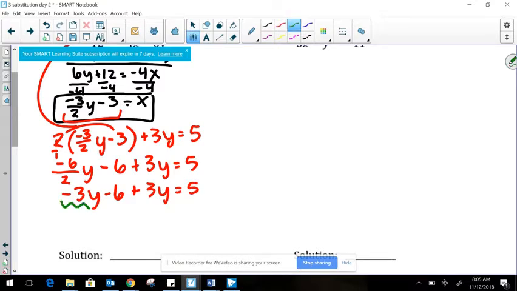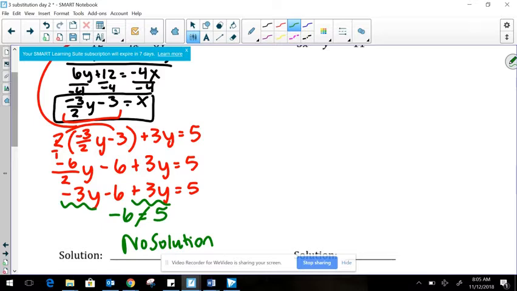Combine like terms. Oh, again, I have 0y. Okay, I'm not going to write that. So I'm just going to write what I have left. Negative 6 is equal to 5. Is that true? No, those numbers are not the same. So not true. So this is when we write no solution.